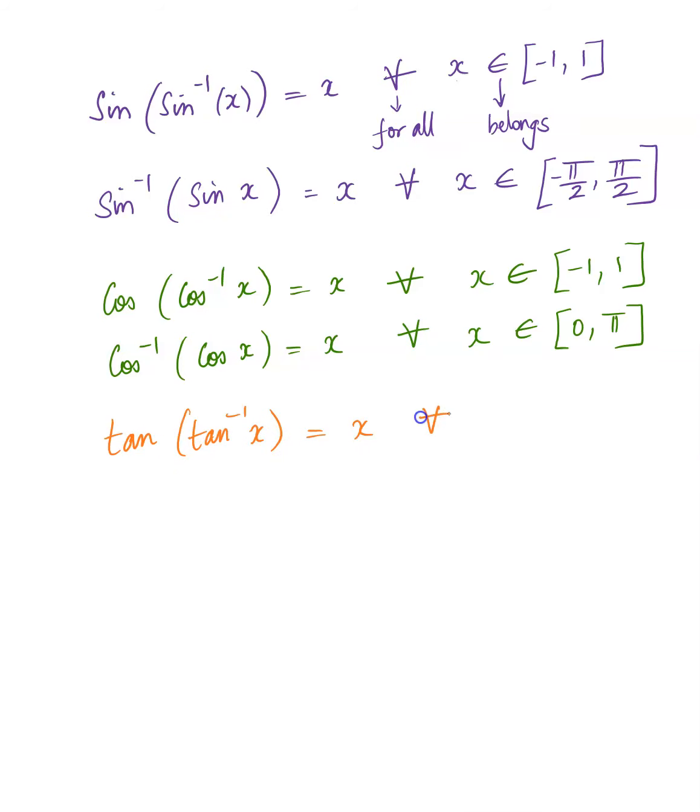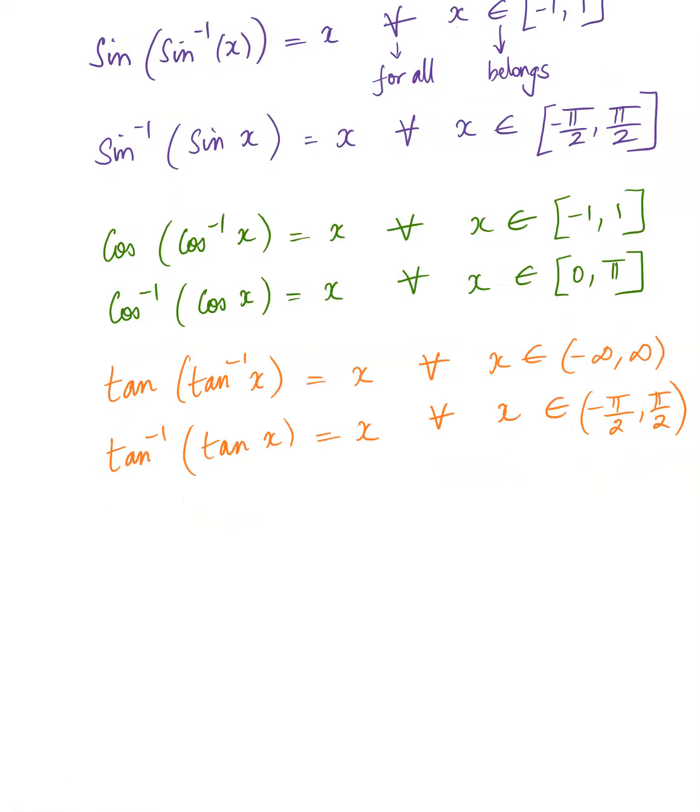Tan of tan inverse of x will be x for all x. There was no restriction on the x, so it's actually all numbers. Tan inverse of tan x will be x for all x that falls in the interval, negative pi over 2 to pi over 2, as well. Remember, you can't include the endpoints because of the asymptotes. So we'll do some problems based on this relationship.